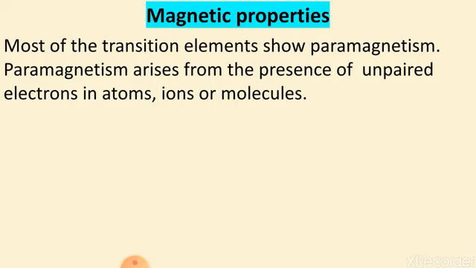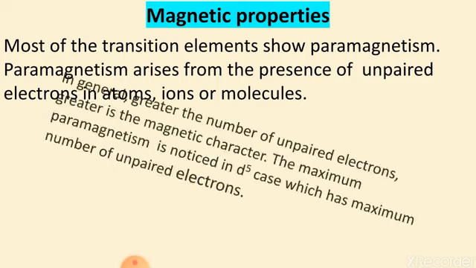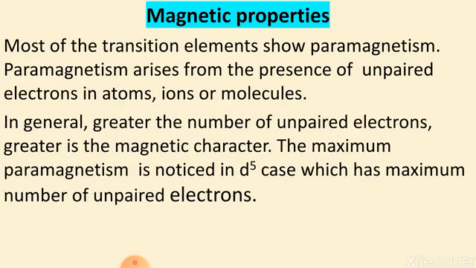Now let us focus on the magnetic property. Most of the transition elements show paramagnetism. This arises due to the presence of unpaired electrons in the atoms, ions or molecules of d block elements. In general, the greater the number of unpaired electrons, the greater is the magnetic character, that is, the more paramagnetic character. So the maximum paramagnetism is noticed in d5, which has the half filled configuration and the maximum number of unpaired electrons.